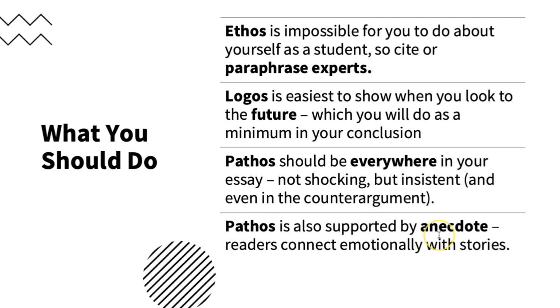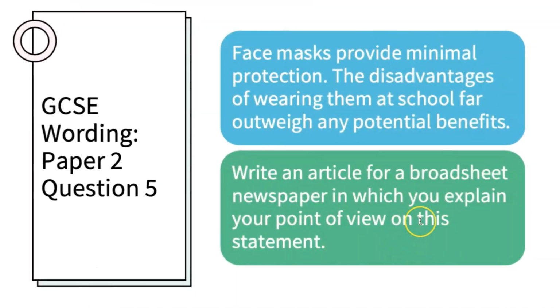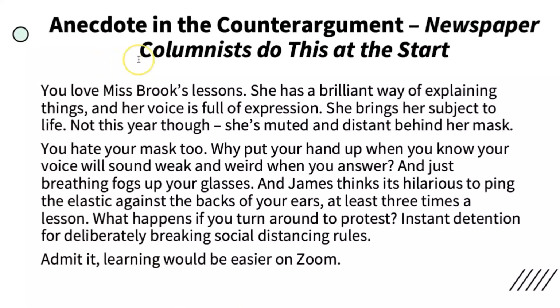Right, we're now going to dive into a second aspect of pathos, which is how you can bring an anecdote into your writing, and I'm going to show it at the beginning of the essay in the counter-argument. Remember, our GCSE question is likely to guide you to something like a broadsheet newspaper. Check out some newspaper columnists because you'll find there is this real pattern of starting with an anecdote. Why would they do that?